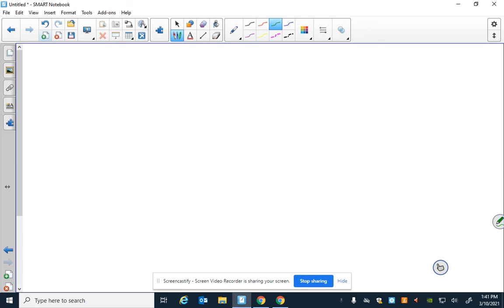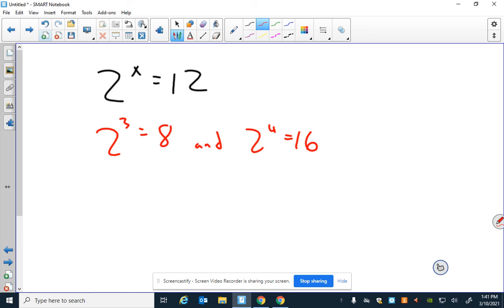In fact, this is better because if I ask you a question like that, first off, it's not 6. But I bet you could estimate. In fact, I bet you know that x is between what two numbers? Because I hope you're thinking right now, hey, 2 cubed is 8, and 2 to the 4th is 16. And since 12 is between 8 and 16, I know my answer is between 3 and 4, right? Like, it's in there somewhere. You can kind of approximate it.